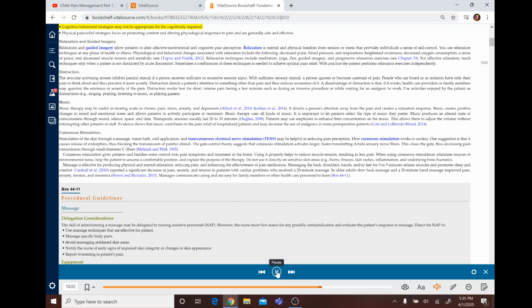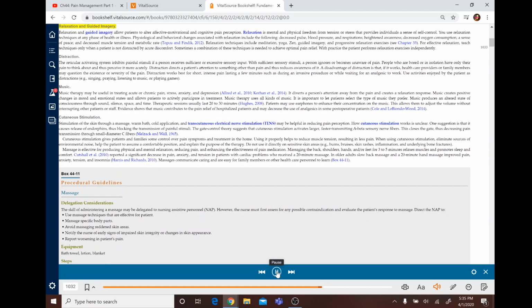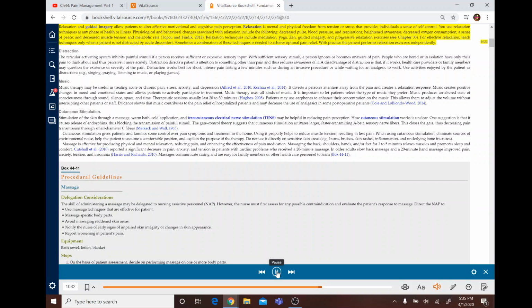Cognitive behavioral strategies may not be appropriate for the cognitively impaired. Physical pain relief strategies focus on promoting comfort and altering physiological responses to pain and are generally safe and effective. Relaxation and guided imagery. Relaxation and guided imagery allow patients to alter affective, motivational, and cognitive pain perception. Relaxation is mental and physical freedom from tension or stress that provides individuals a sense of self-control. You use relaxation techniques at any phase of health or illness.